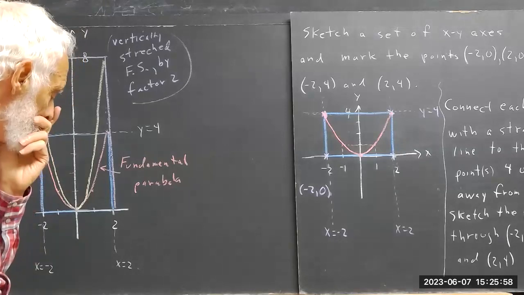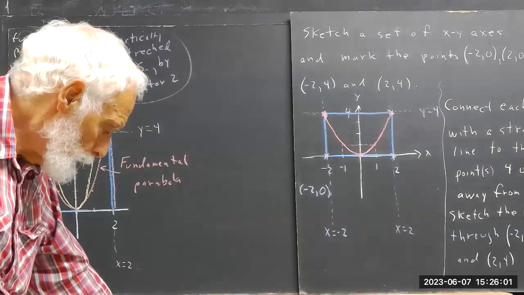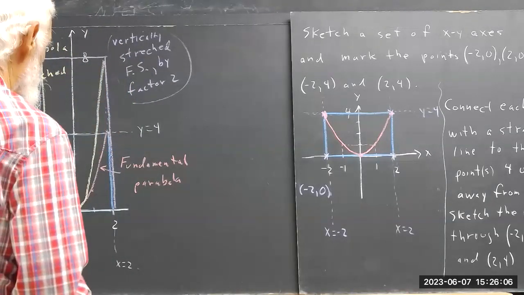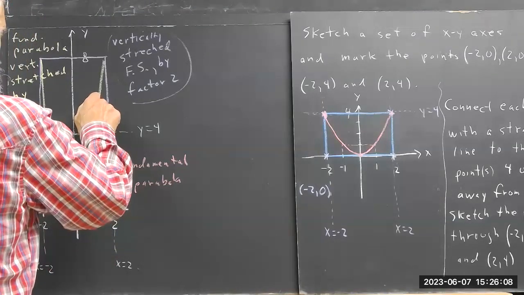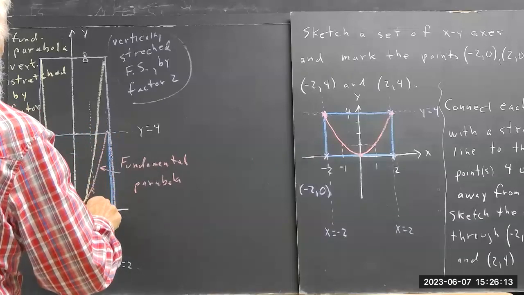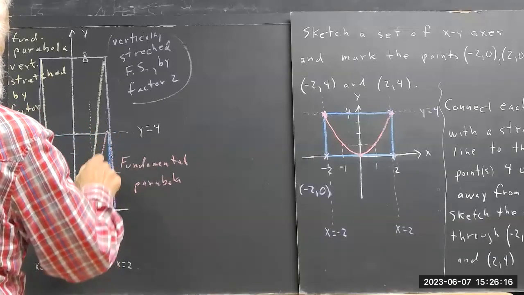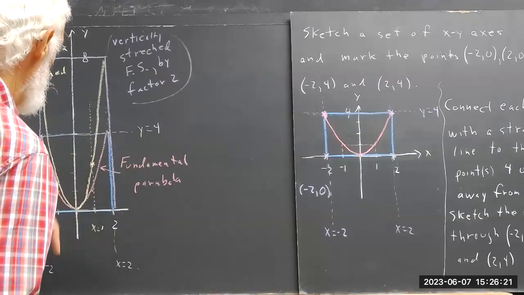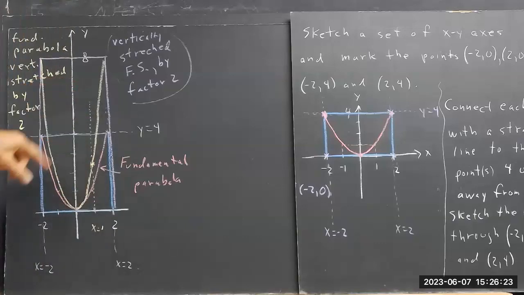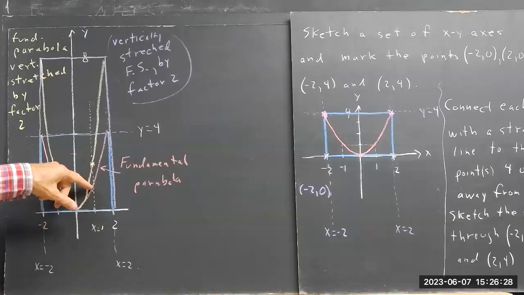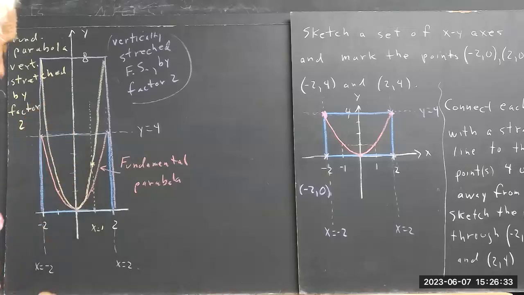But let's see, just for the heck of it, how well did I draw this? If I draw a vertical line through x equals 1, it looks like the vertical line intersects the yellow parabola here and the red parabola here. Now that's actually a little bit to the right of x equals 1. It's a good thing because these things are a little fine. Okay.